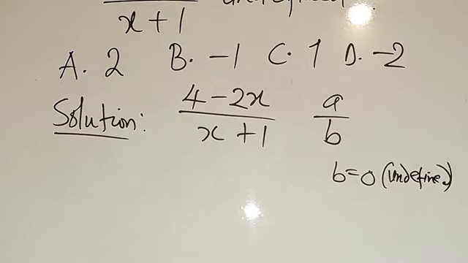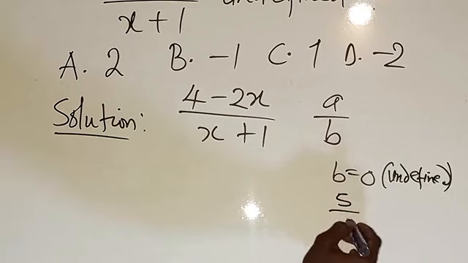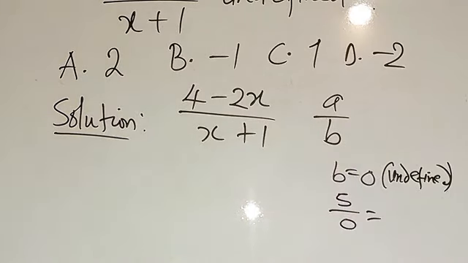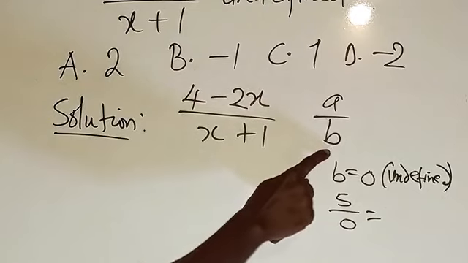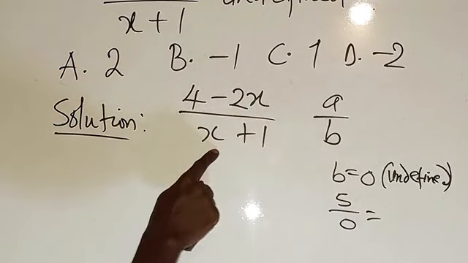So now what am I saying? You can kindly pick your calculator, just do 5 divided by 0 and see what you are going to have. So that is what they are trying to say here, that when is a fraction undefined? So therefore we have a, we have b here. This a is like my numerator and b is like my denominator.